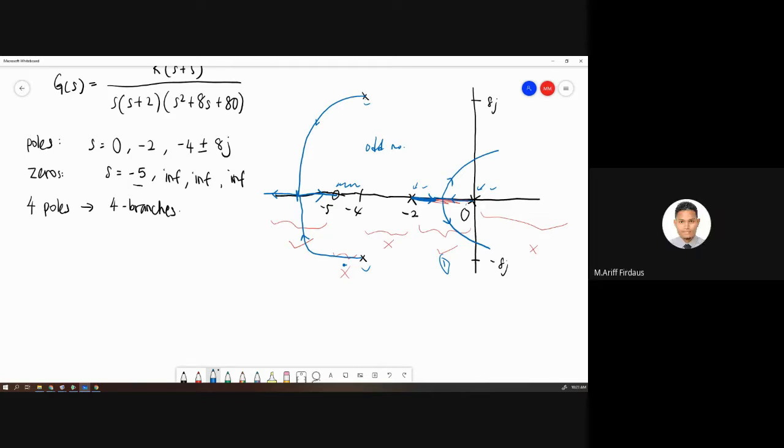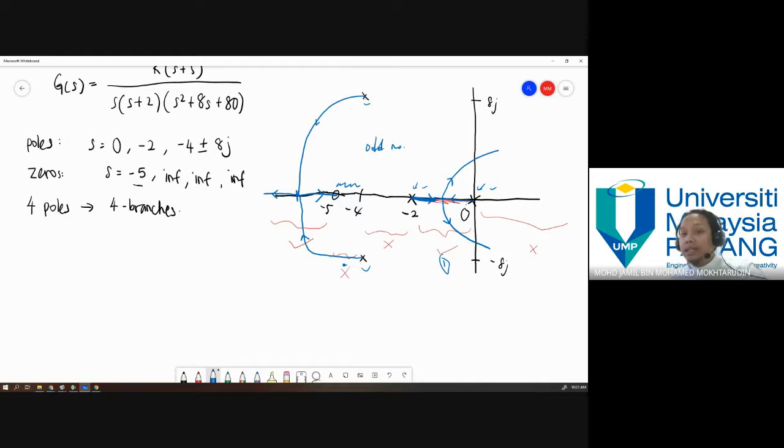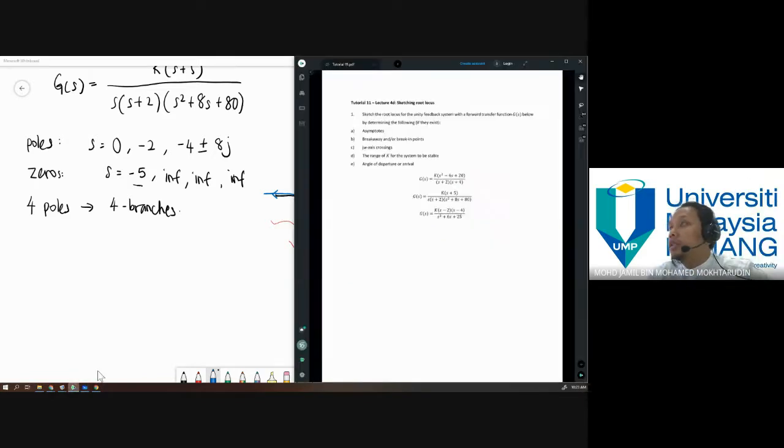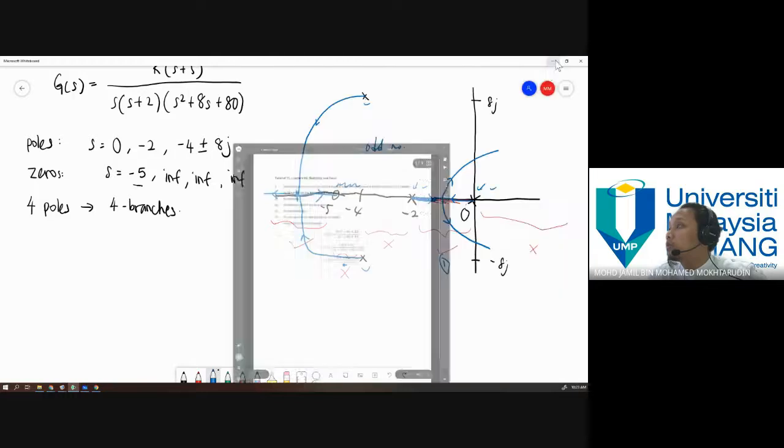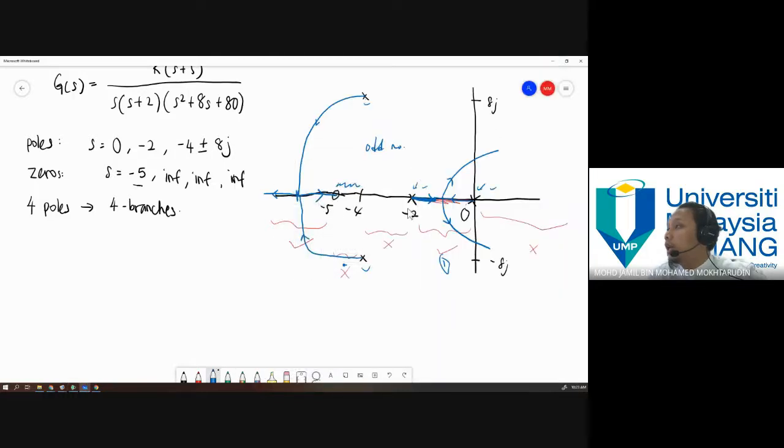Okay. And then, let's go back to question. So we need to determine the asymptote, breakaway points. So let's look at asymptotes. So if asymptote, I think there will be no asymptote for this case.